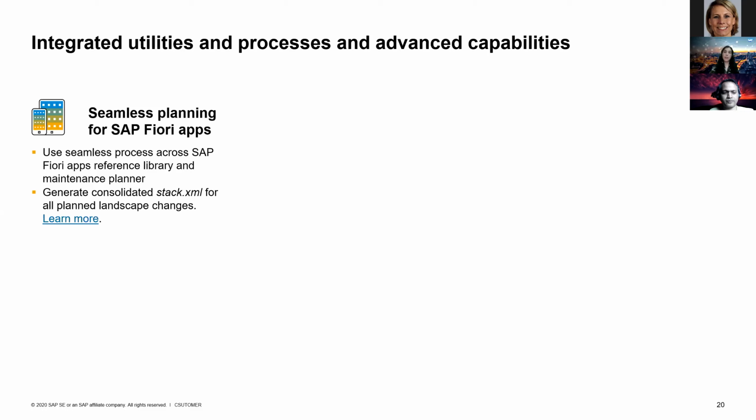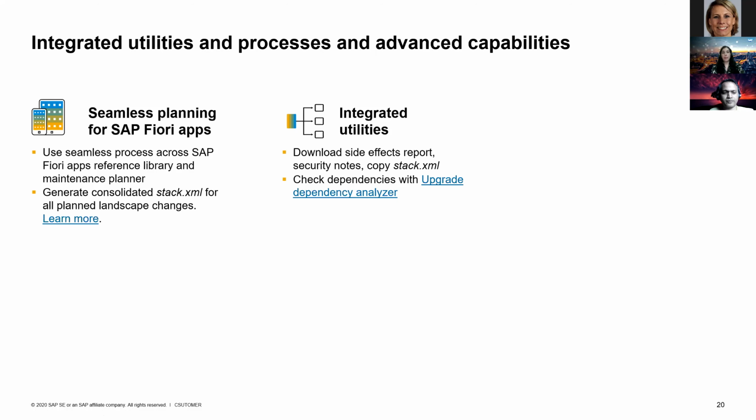And Maintenance Planner provides comprehensive planning here of all the components involved. So you could plan for your front end server, you can plan for your backend, and you can also plan for the HANA components. The process results in a consolidated stack XML, which contains all the changes, and it can be used for all the systems involved. Again, up here, you can see a link to my blog, which has all the information available in a step-by-step way.